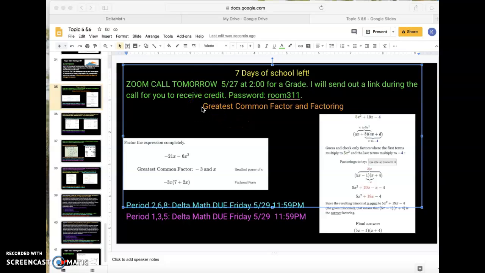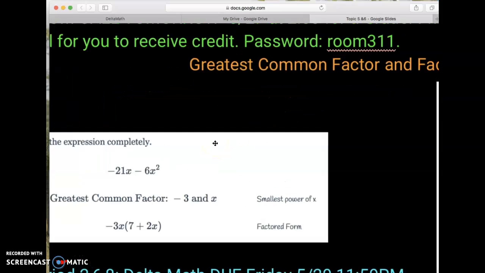So the Zoom call is tomorrow on the 27th. This week is kind of short because of Memorial Day yesterday, but it is going to be tomorrow. The call is usually about 30 minutes long. They're not really long, but anybody else who wants to stay on can. I stay on for them, and typically if you have questions, I answer those during the call. I am giving grades tomorrow, and I will send out a link for you to receive credit. The password is going to be room 311, like before.